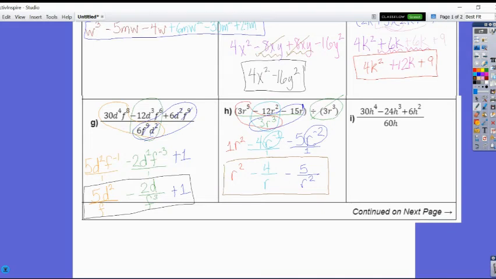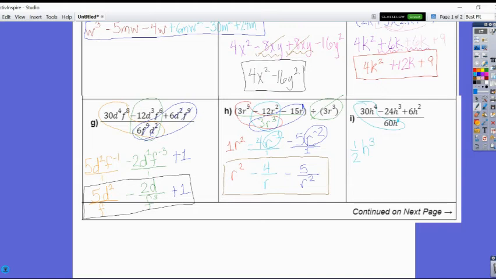Then, part I, we jump into here, and all the pieces that are going to divide. So we're going to take 30 divided by 60, and that is 1/2. H to the fourth divided by h to the invisible 1 exponent. So you're going to subtract 4 minus 1. Anytime that you divide, we subtract those exponents. 4 minus 1 makes it 3.